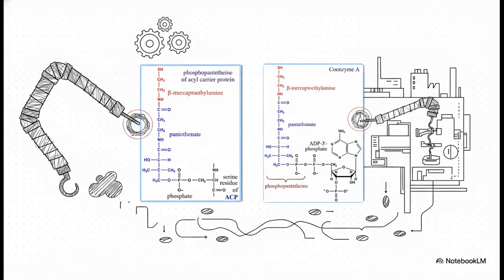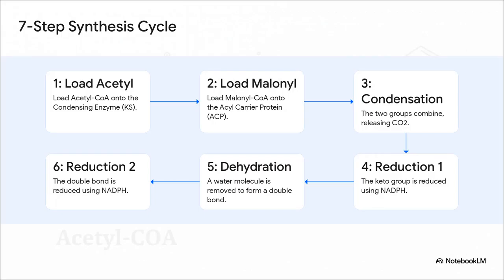It grabs the growing fatty acid chain and literally swings it from one workstation to the next, all within this single massive protein. And at the very tip of that arm is a reactive group that does all the work. So building a full fatty acid chain is actually a repeating cycle of 7 different reactions. And each time this cycle turns, it adds 2 more carbons to the growing chain. Let's walk through one full cycle right now and see exactly how this molecular assembly line does its thing.